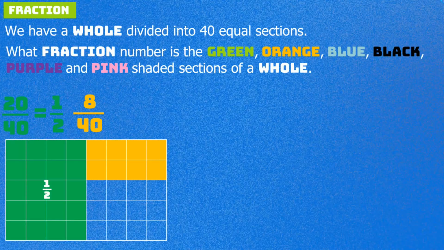Only 8 sections is shaded orange out of 40 equal sections. Let's write this fraction to its lowest term. Into the numerator, 8 goes into 8 1 time. Into the denominator, 8 goes into 40 5 times. 8/40 can be reduced to its lowest term to 1/5.